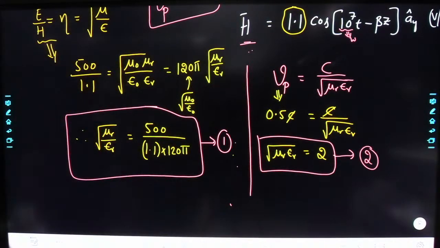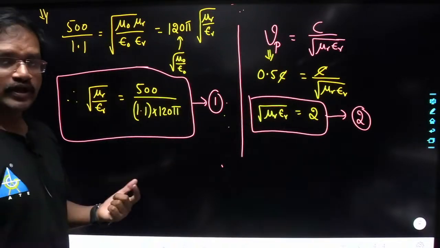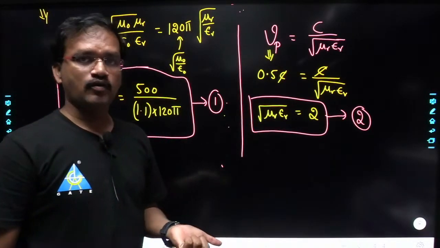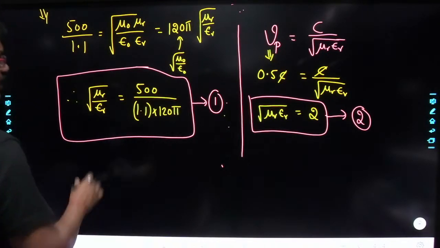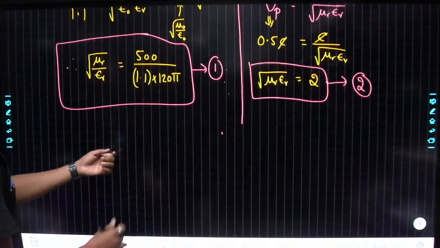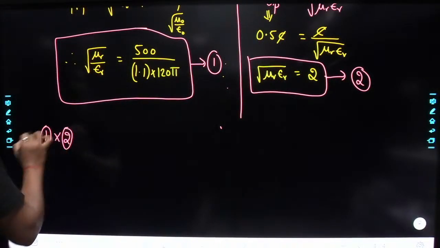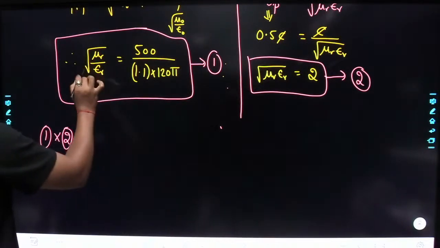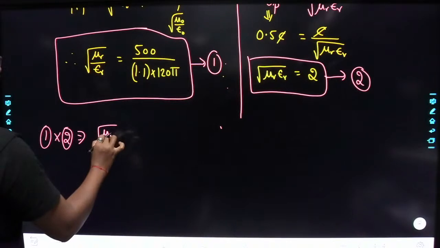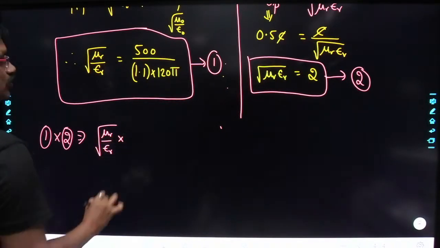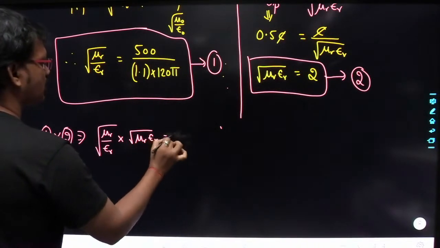So from equation 1 and equation 2, you can determine the mu r and epsilon r values. How can we determine them? See here, if you multiply 1 and 2, what are you going to get? The square root of mu r by epsilon r into the square root of mu r into epsilon r is equal to what?